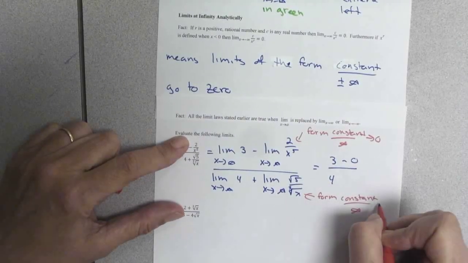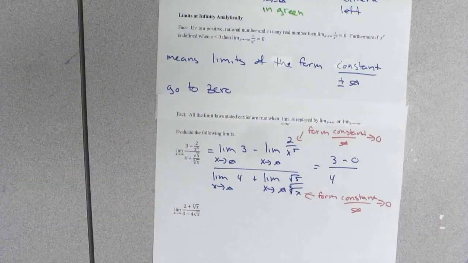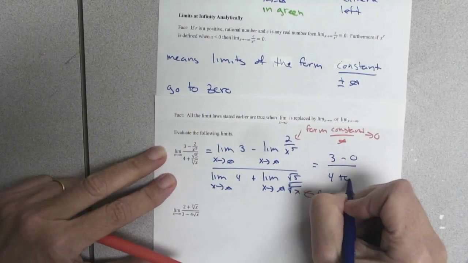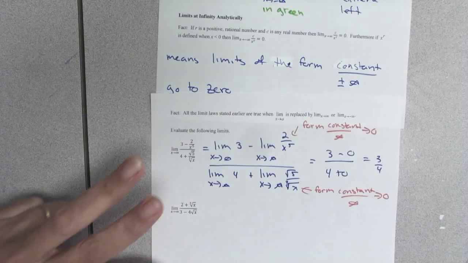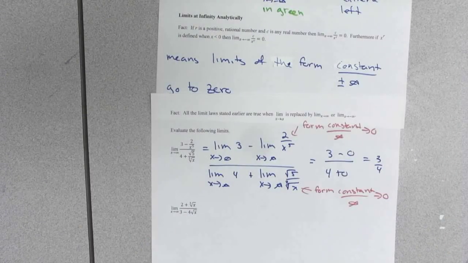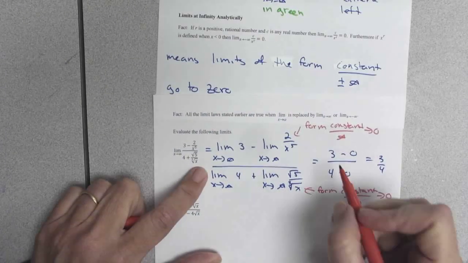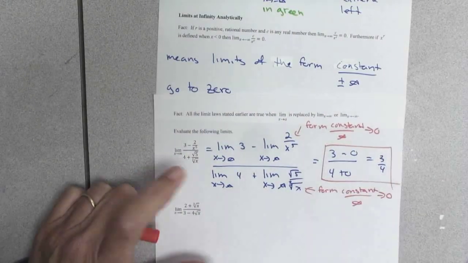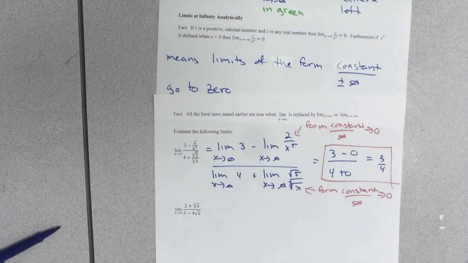Constant over infinity goes to 0. So I have plus 0 for 3/4. And that's done. Now on a test or quiz, all I would be looking for is that right there. That is the complete solution. You show me that, you've got full credit.